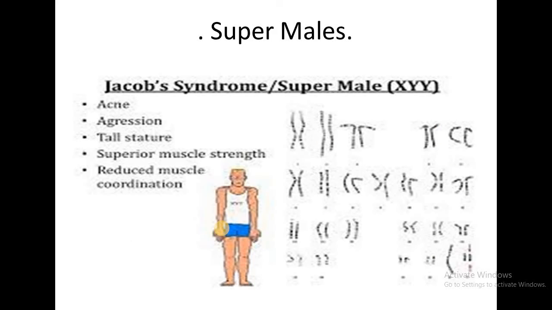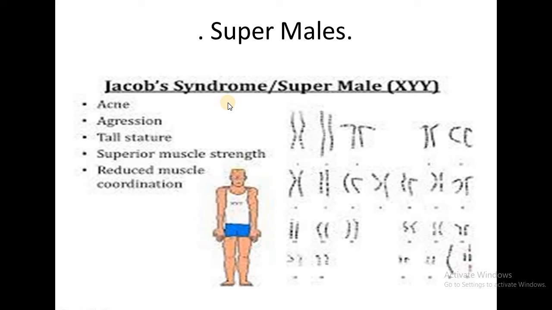And then another type of chromosomal syndrome is super males. These super males are like super females with an extra Y chromosome. Here you have seen extra X chromosomes, here an extra Y chromosome, and it was identified by P.A. Jacobs. So this is also called Jacob syndrome.